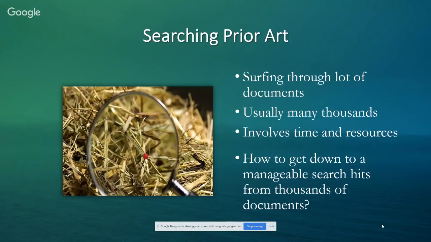A good searcher would always use a good set of words to bring the search to a manageable level. So that is what I mean by it involves too much time and resources. So the key is how to get down to a manageable number of search hits from thousands of documents. And I mentioned bringing the search to a manageable level. So how do you do that?